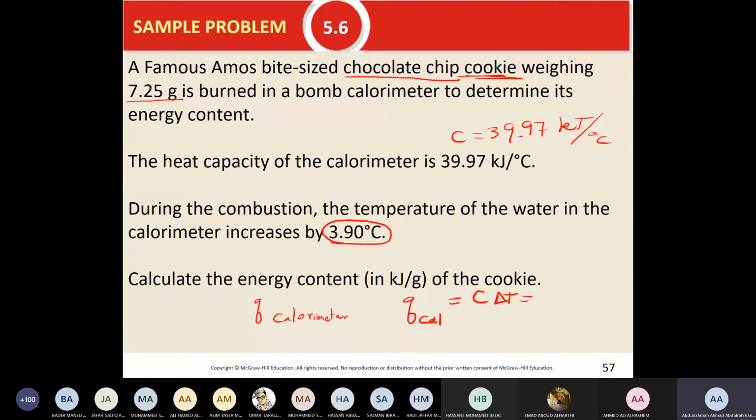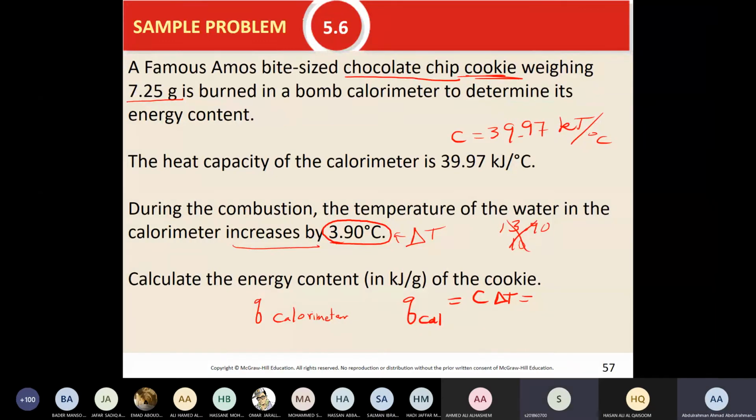Teacher, what is the initial temperature here? Okay, good question. Should we know the initial temperature? No, because he gave us delta T. It was increased by 3.9. So whatever it was, let's say it was 10, then at the end it will be 13.90. Is this clear? It's already given to you as delta T. You don't have to know the original or the final.